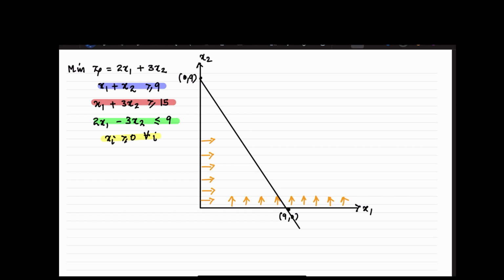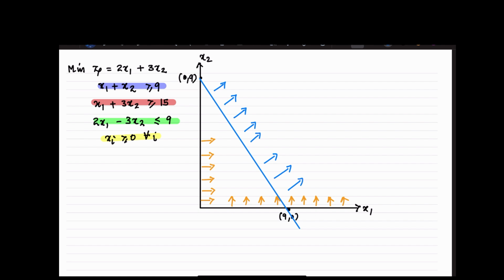And where is the region? Say I just shade this as blue. Now where is the region? How to check? Put 0 comma 0. So 0 plus 0 is greater than or equal to 9. But this inequality is not satisfied because 0 is not greater than or equal to 9. So that means this constraint says that you be away from the origin. So this is in fact the region. So blue says to be this side.